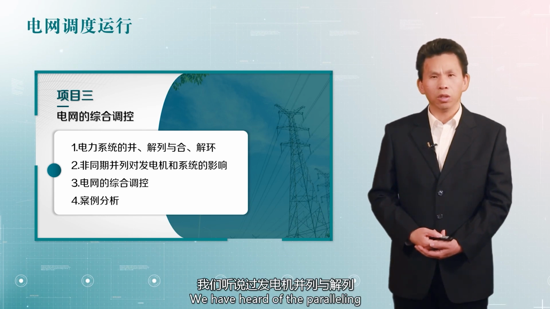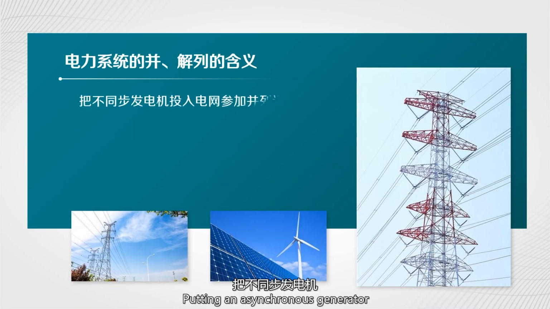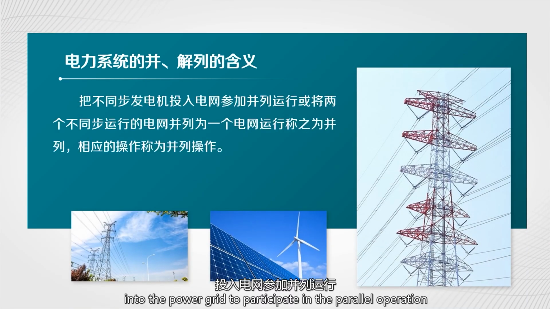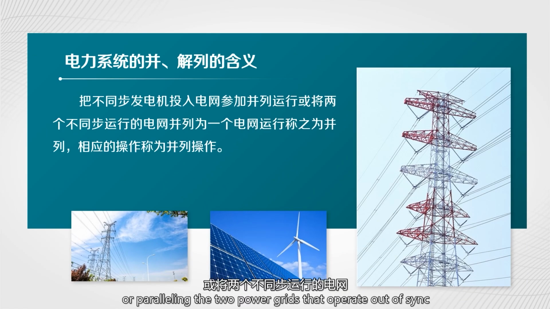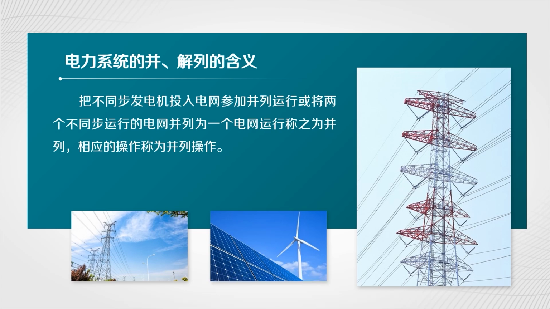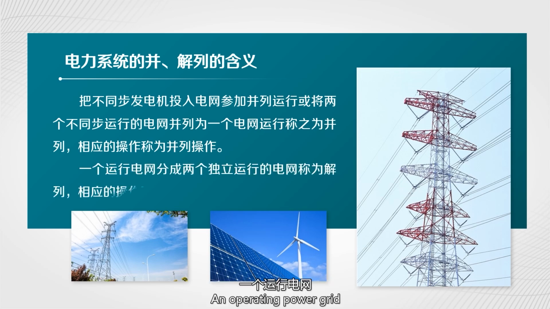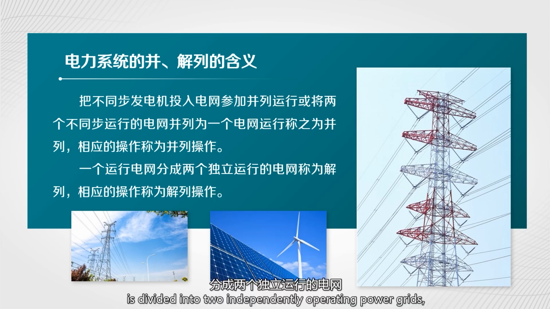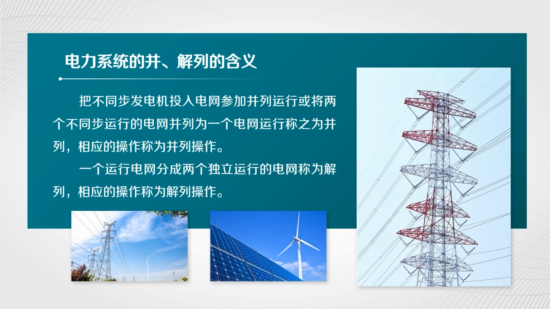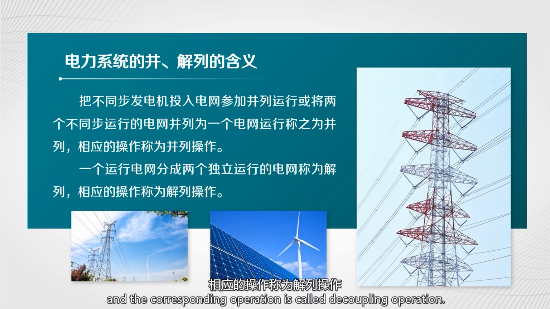We have heard of the paralleling and decoupling of generators, so what is that? Putting an asynchronous generator into the power grid to participate in the parallel operation, or paralleling two power grids that operate out of sync into one power grid operation, is called paralleling, and the corresponding operation is called the paralleling operation. An operating power grid divided into two independently operating power grids is called decoupling, and the corresponding operation is called decoupling operation.